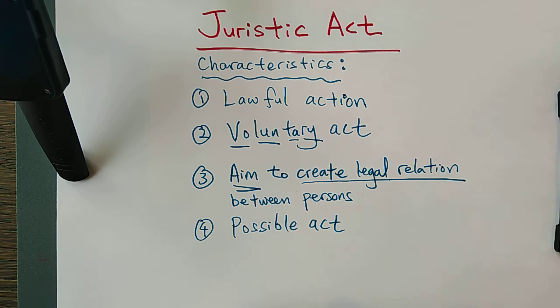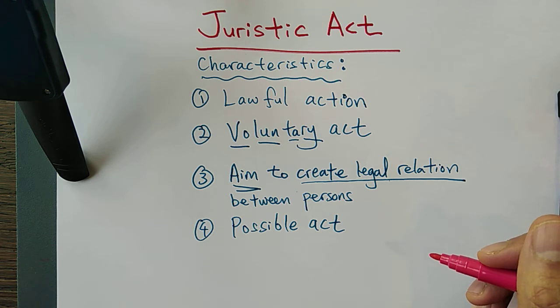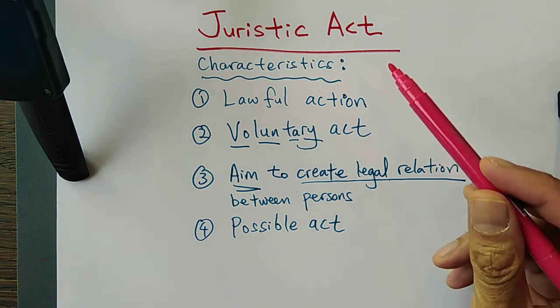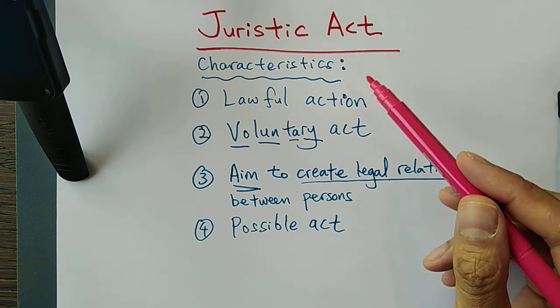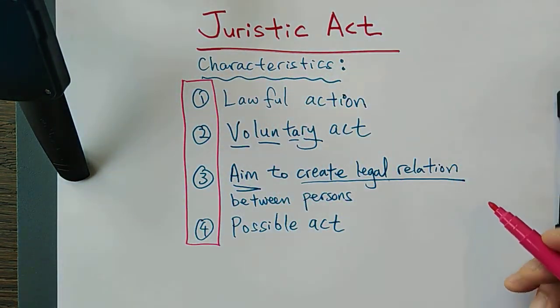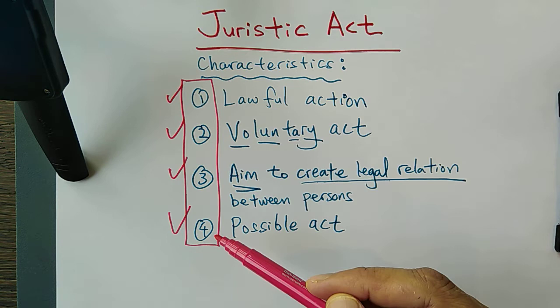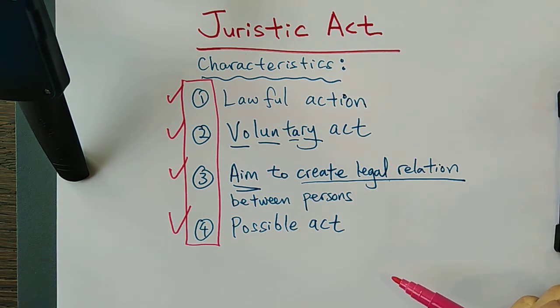Alright, so let me just re-emphasize. In order for an action, any action, to come into our subject or any law subject, that action must be a juristic act in the first place. A juristic act means it must have all these four characteristics. If not, it is not a juristic act, and therefore you don't even have to look at it because it doesn't come into the subject. If you answer the question in the exam as if the action is a juristic act, you will get a 0 because the action is not a juristic act in the first place.